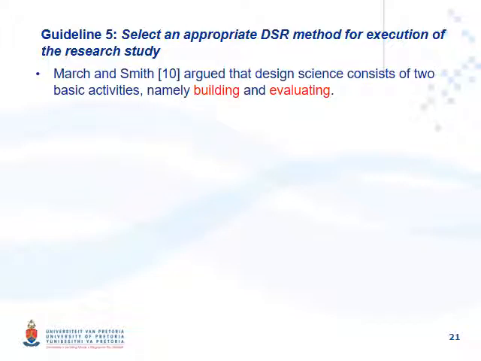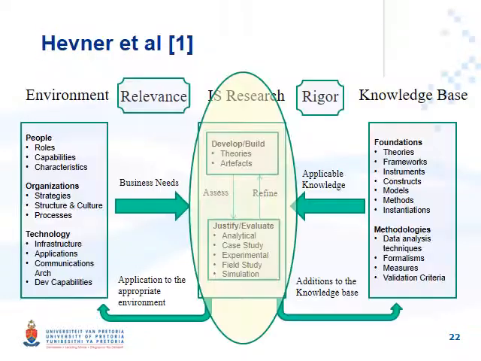Now, our 5th guideline that we identified is to focus on the creation of the artifact, and that is the building and the evaluation of the artifact itself. For that, you need a process. And this is in the middle of Hevner's model, where you create the artifact and you justify and evaluate the artifact. And here you can have different methodologies that you can follow.